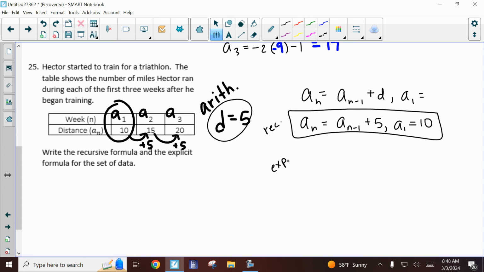And then my explicit formula, that's the other formula where it's going to be the first term plus the common difference, and then n minus 1. So we have to plug in this number here and this number here. So A1 is 10. The common difference was 5. And then we just distribute.